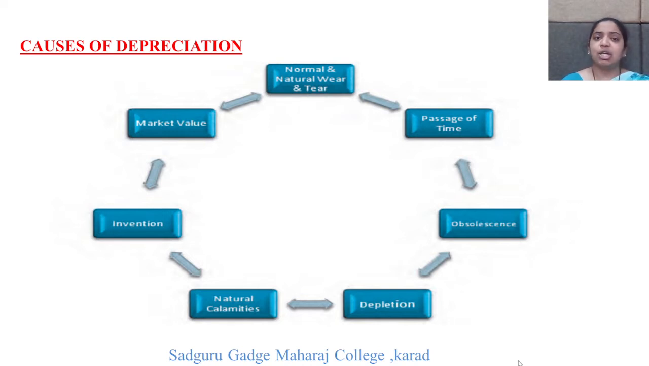The first is normal and natural wear and tear. The value of a fixed asset is reduced due to its normal and natural wear and tear, or you can say actual use. The more the use of an asset, the more the wear and tear. That means how much you use it, that much wear and tear will be there. Second is passage of time.